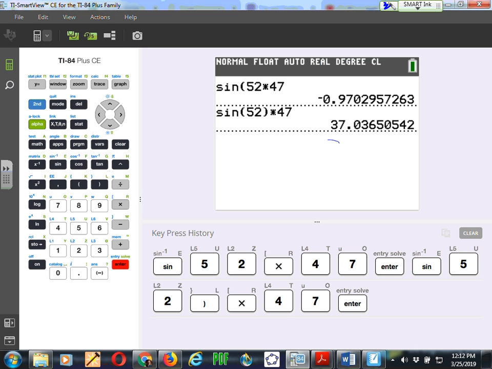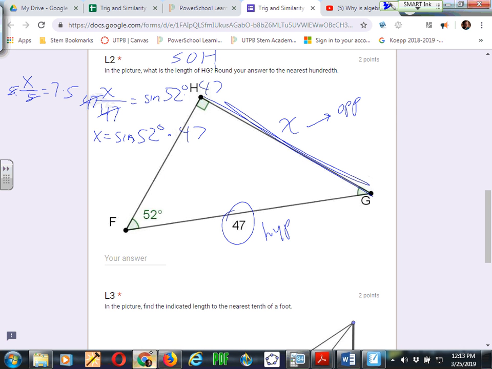So that's going to be 37.04 rounded. Lovely. So I go back over here, and I'm going to type that in. Now, that doesn't prove to me that that answer is right, but it's at least in the right ballpark. I do a quick check. It ought to be bigger or smaller than 47? Smaller. 47 is the longest side of the triangle.